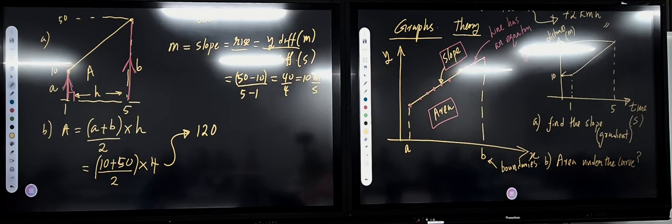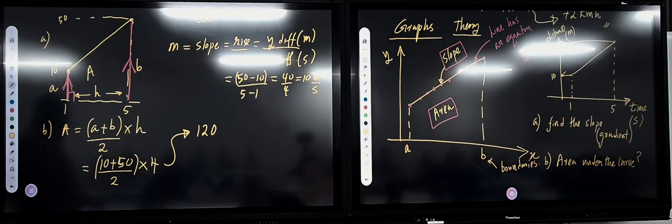Unit? For area, what would be the unit here? Meter second? Meter square. If you really look into an area, it is meter square, yes. But in this case, it's different. The area in this situation gives you something else, not meter square.